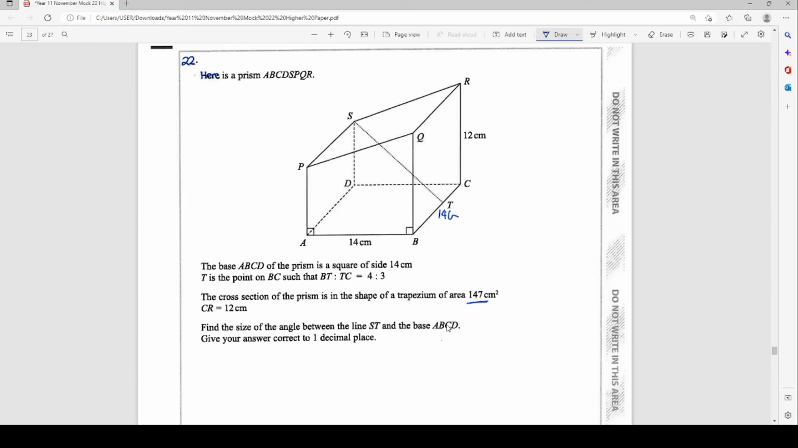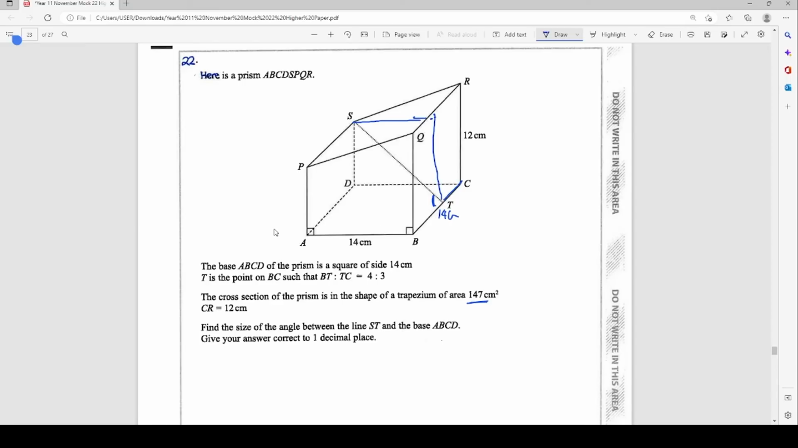Okay, so what's next? We have to find the size of the angle between the line ST and the base ABCD. So we pretty much have to find this angle. Let's find it. Can we find the length of TC? What is going to be the length of TC? If it is a cross section, we can use this formula that we have in order to find the length of TC.